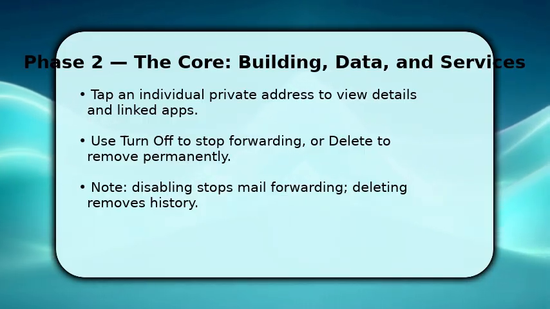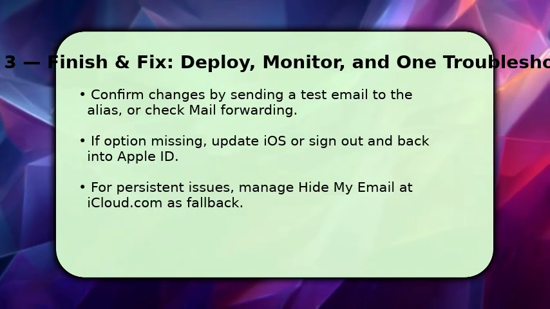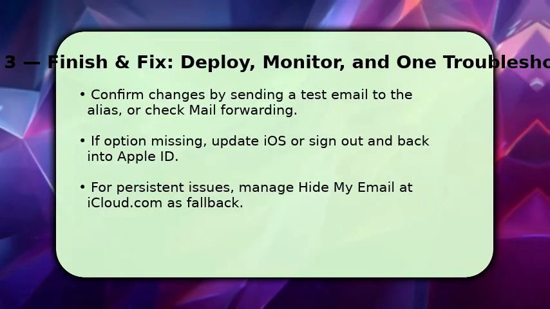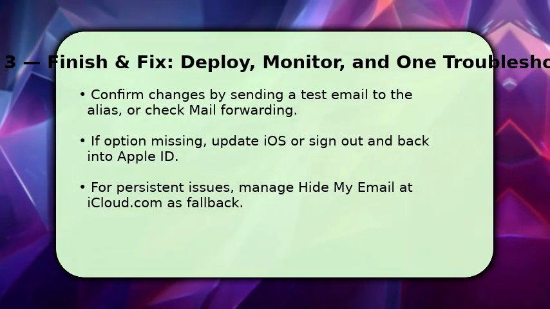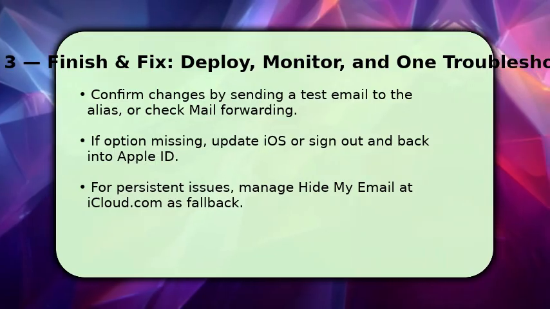Finish by verifying that forwarding stopped. Send a test message to the alias or check the Mail app. If you don't see Hide My Email in iCloud, make sure your iPhone is updated, you're signed into the correct Apple ID, and your iCloud Plus plan is active. Update iOS or sign out and back in if needed.